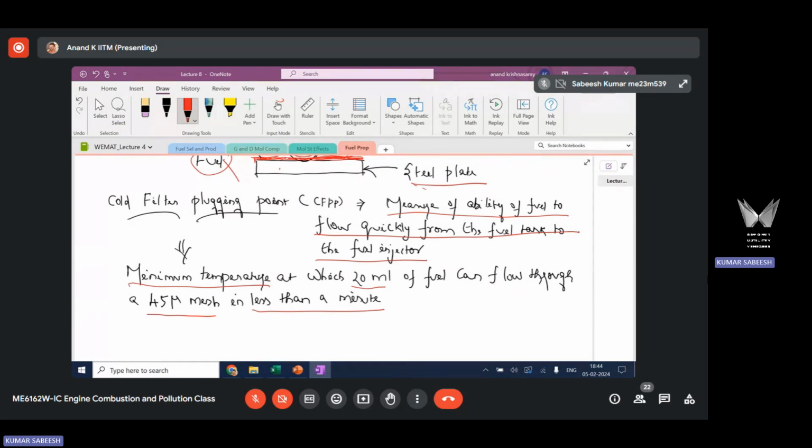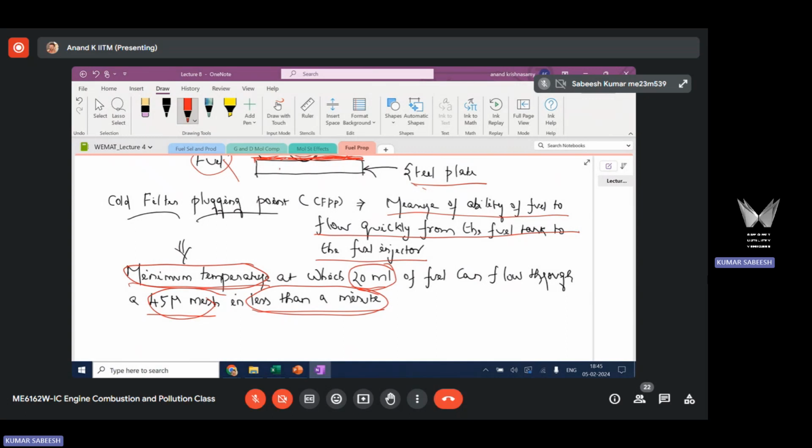Once they reduce the temperature, what will happen? The wax crystal formation will take place, and the flow of fuel will be affected because of the formation of wax crystals. The fuel may not flow quickly. The fluidity is affected. So the CFPP is the minimum temperature at which a known volume of fuel, 20 ml, can flow through a 45 micron mesh in less than a minute. This is the controlled environment. These are the conditions imposed, and based on these conditions, they fix the temperature value.